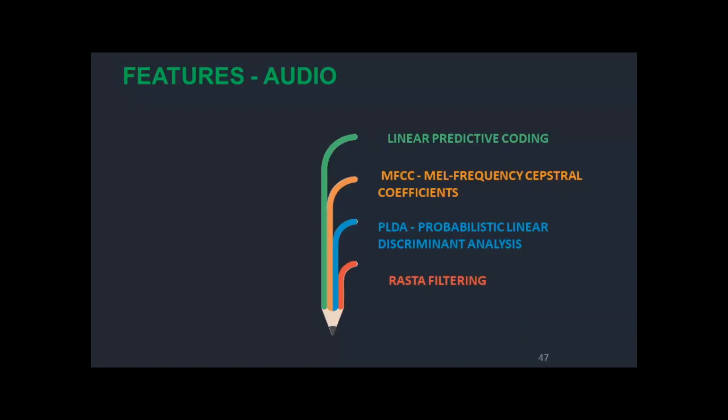Linear predictive codings. We have the MFCC, Mel-frequency cepstral coefficients. We have the PLDA, probabilistic linear discriminant analysis. We have the RASTA filtering. So these types of features help us get the amplitudes, frequencies, and coefficients, and those frequency components help us get our samples learned by any machine learning model.